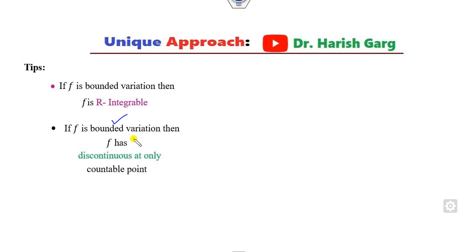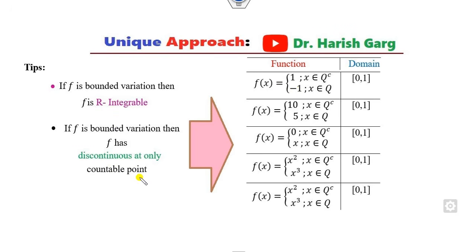If f is bounded variation, then the discontinuities are always at countably many points. Look at this one. The function is bounded. Now we can check this. This function is bounded, but how many discontinuity points are there? This function is not continuous for all those x, and R is uncountable. So what does it mean? Is this function Riemann integrable? This function is not Riemann integrable.